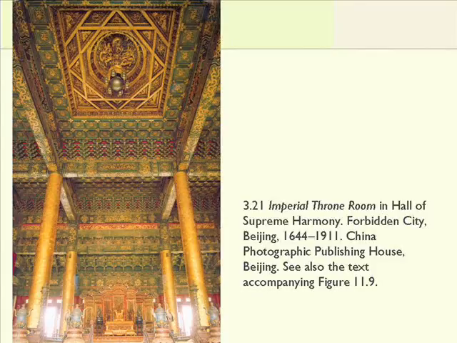Here is some of the detail from the Imperial Throne Room of the Hall of Supreme Harmony in the Forbidden City in Beijing, China. It's a good example of what we mean by ornamentation.